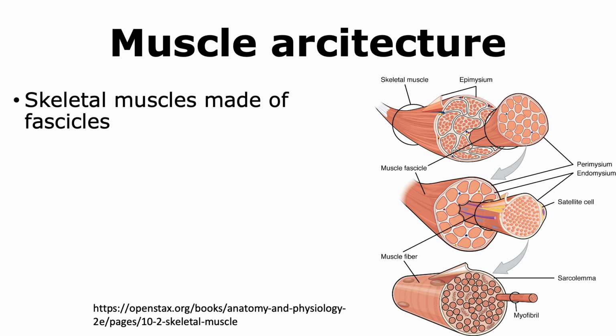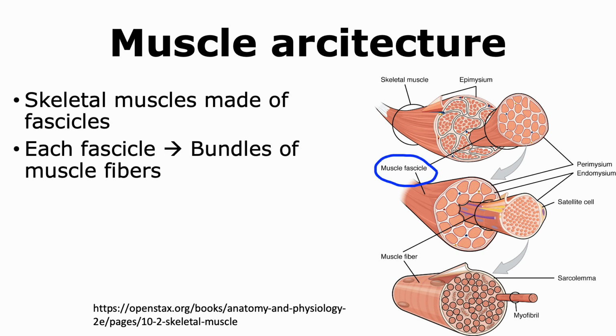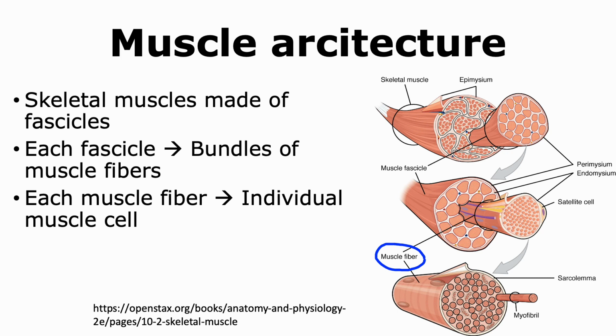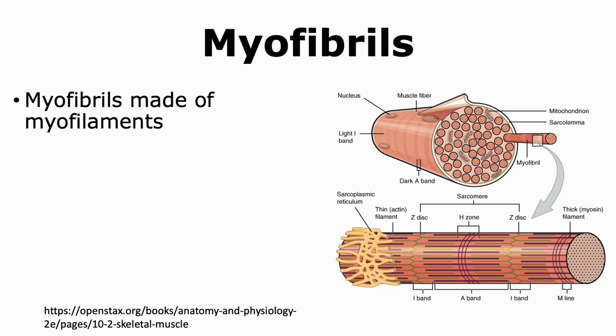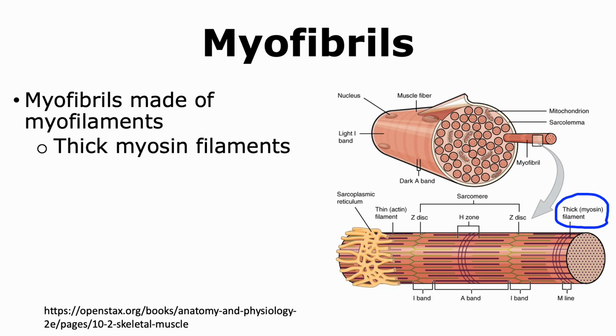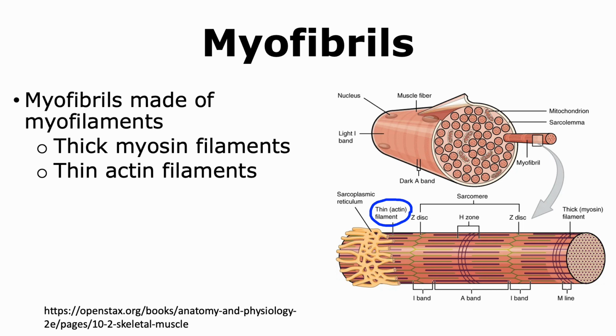In order to understand how muscles work, it is important to know their architecture. Skeletal muscles are made up of structures called fascicles. Each fascicle is made up of a bundle of muscle fibers. It should be noted that even though the name is muscle fibers, they are actually individual muscle cells. These muscle cells, or muscle fibers as they are called, contain many myofibrils. The myofibrils are made up of myofilaments, which are composed of two main types of filaments, the thick myosin filaments and the thin actin filaments. Both actin and myosin are proteins.